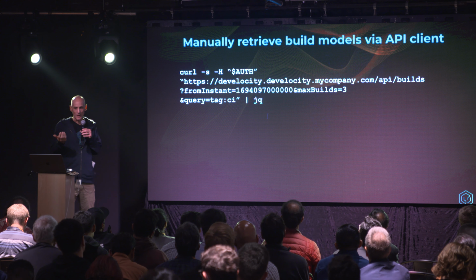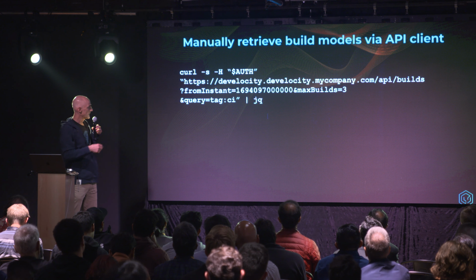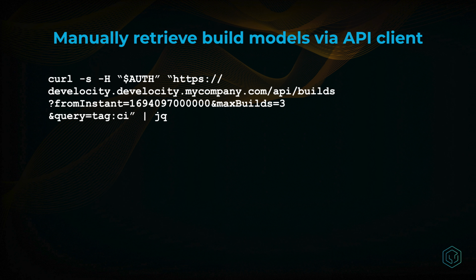So again, how that would look is you basically invoke the API, you pass it some filtering criteria if you want to, you say where you want to start in time with the builds you want to get, and so on. I'm not saying you should use curl as a client, but it gives you an idea of how you can get to that data.